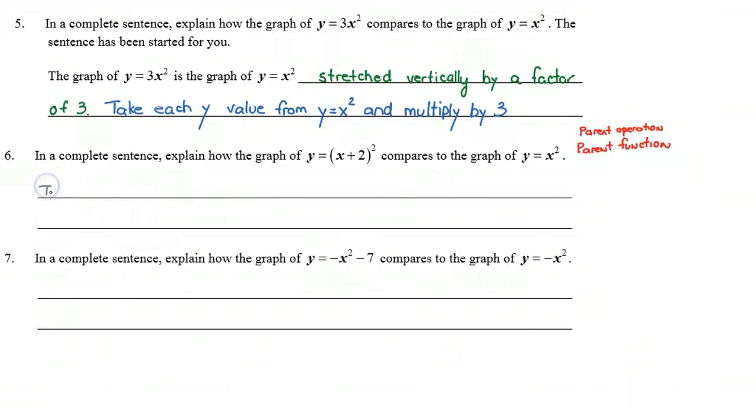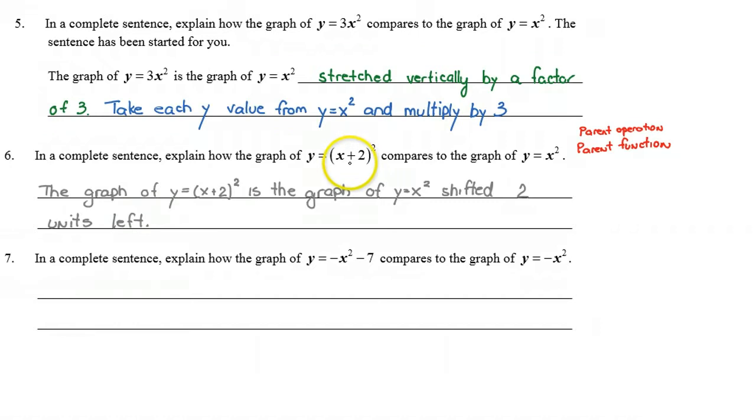So the graph of y equals x plus 2 squared is the graph of y equals x squared shifted 2 units to the left. Remember, horizontal shifts lie. Plus 2 is to the left, minus 2 would be to the right.